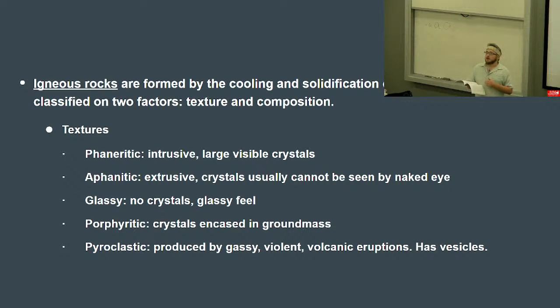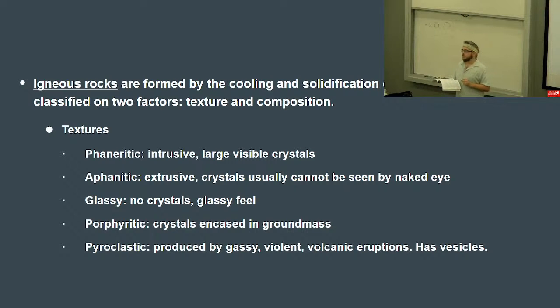Porphyritic rocks are crystals encased in groundmass. Magma contains different types of elements in order to produce a large variety of different minerals, and different minerals crystallize at different temperatures. As magma begins cooling inside of the Earth, the high temperature minerals, which are the ones that melt last, cool first. So we have this order of operations in the crystal cooling.